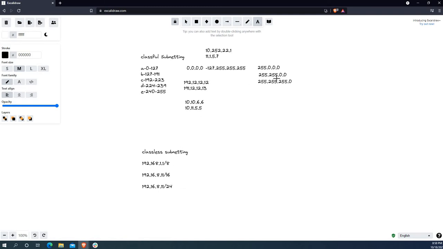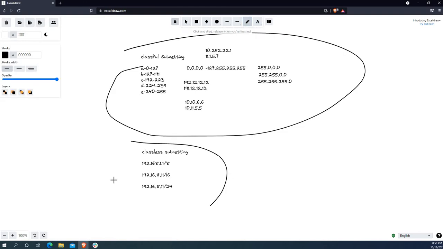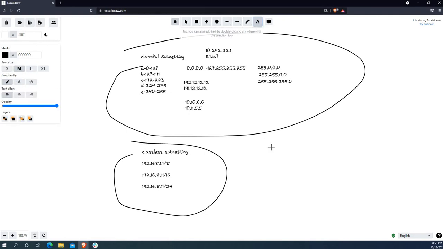And the reason why you would use this method over this is because you can also do something like 192.16.8.11/9. So what this does is it actually segments your network, your IP address, even more.